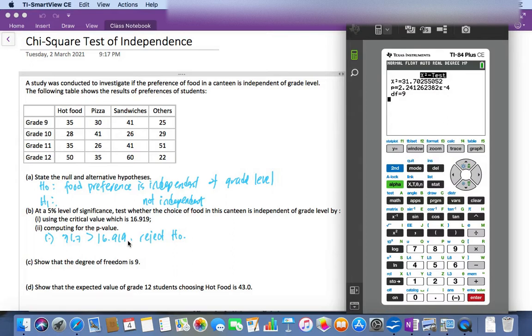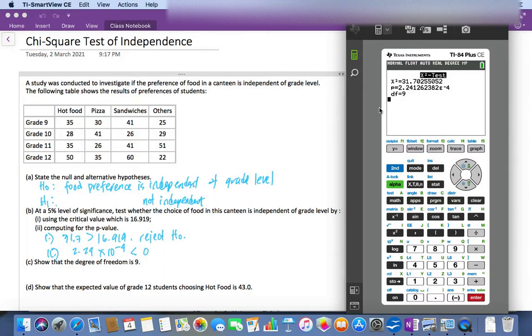The second option is using the p-value, which we have for question II over here. So the chi-square test also outputs a p-value, and you see that that p-value is 2.24 times 10 to the minus 4. Don't forget this notation. It means times 10 to the minus 4, and this is actually a very small value. It's 0.00024, okay, and that is going to be less than our level of significance, which is 0.05.